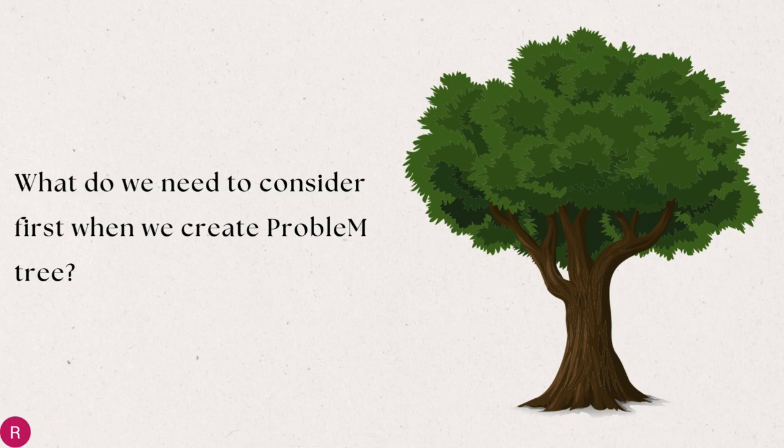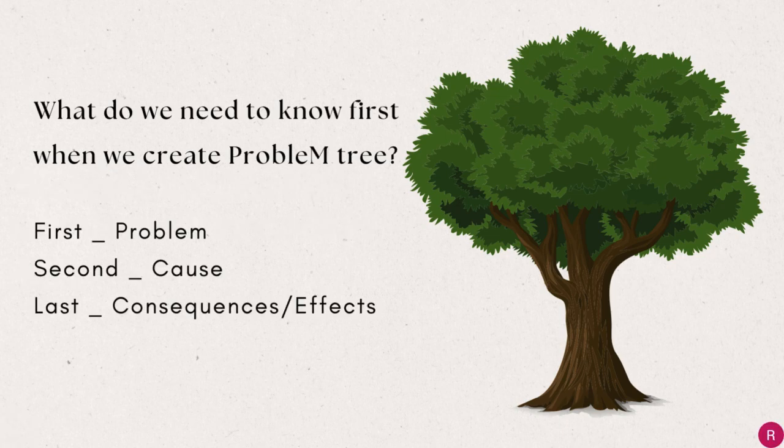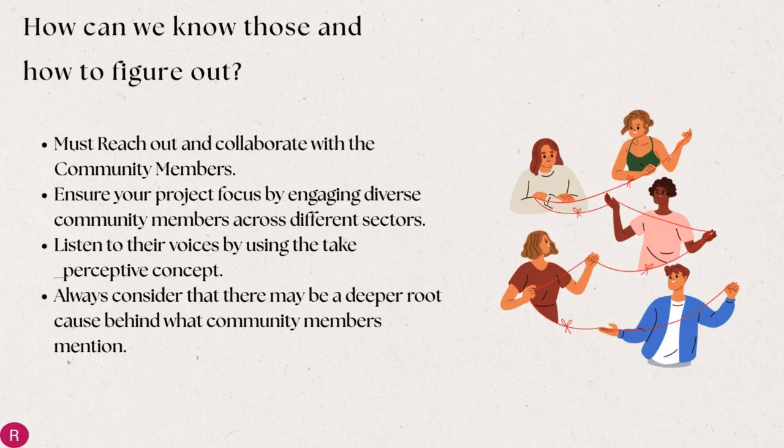However, whenever we are creating the problem tree, the first thing is we need to know what the problem is. Based on the problem, we have to know what the cause of this problem is and what the consequences and effects are. How can we know those problem causes and effects, and how can we figure them out? There are some possible ways that most project managers and project teams use, and also what we really need to do whenever we are going to look for the problem causes and effects.